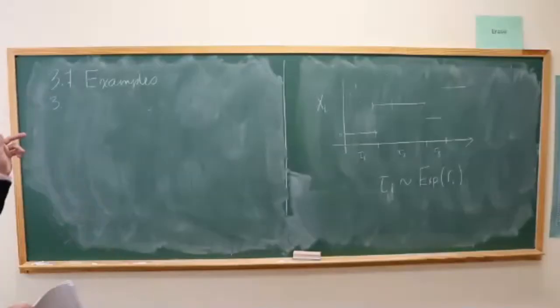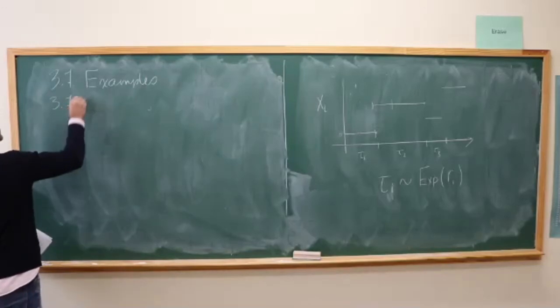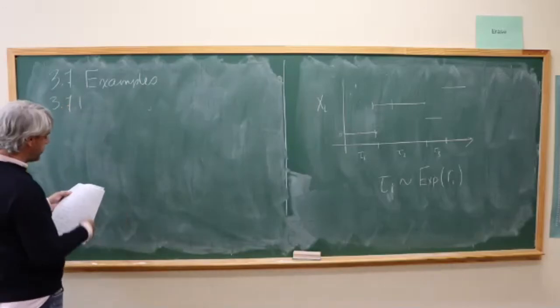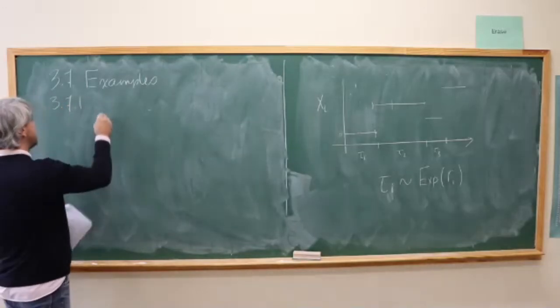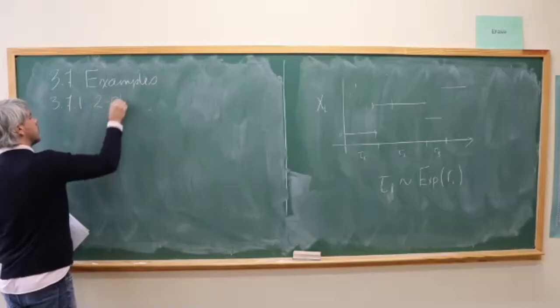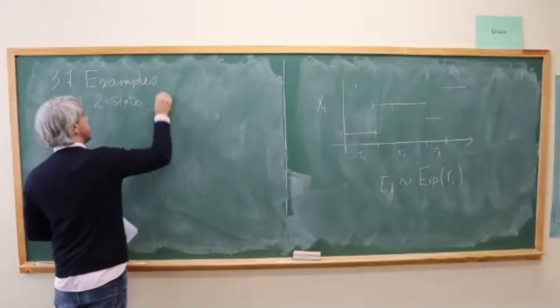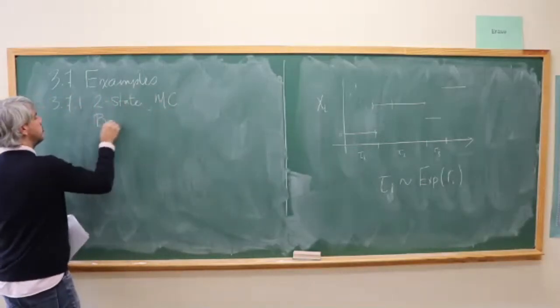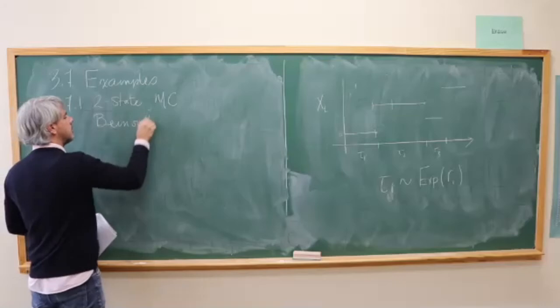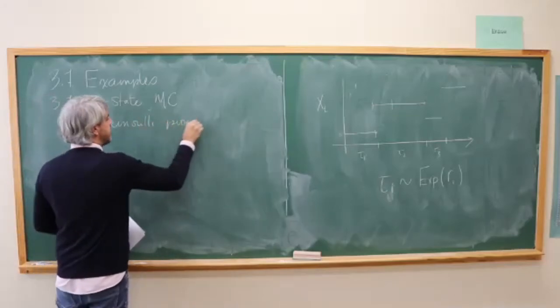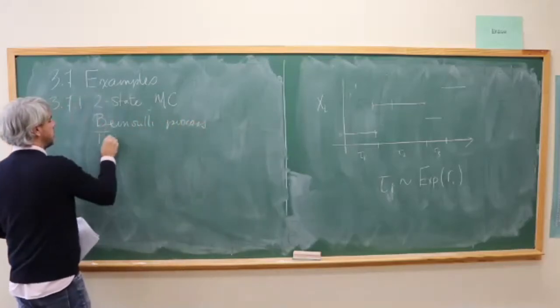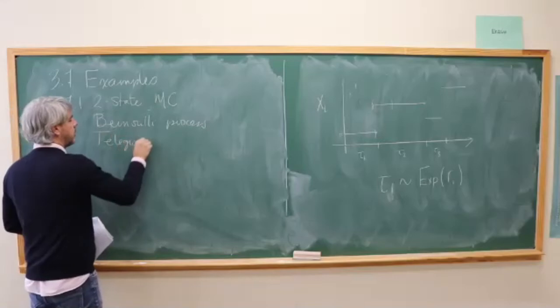Okay. First example I want to cover is the two-state Markov chain. We've seen it, but I just want to go over it to complete a few things. This is the two-state Markov chain, which is also called the Bernoulli process. And in physics, it's also called the telegraph noise.